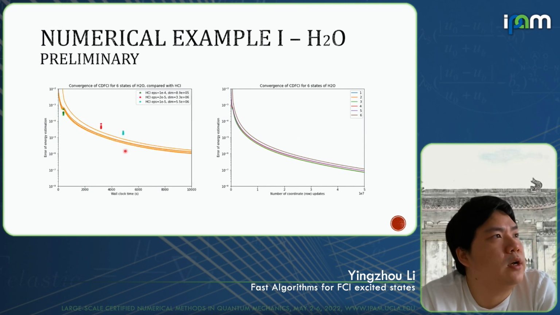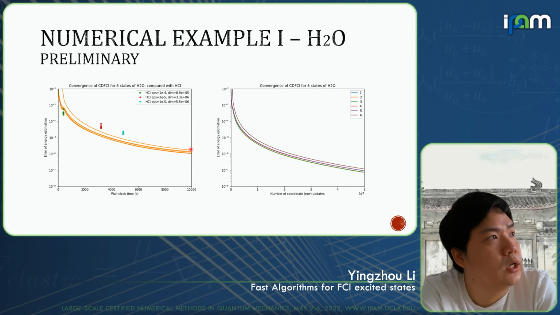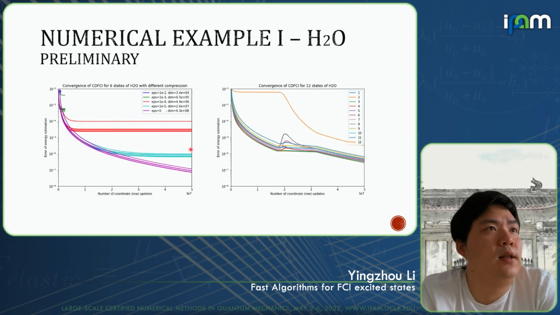And if we compare it against the performance of HCI, then this is wall clock time. Before, we just had coordinate updates versus the evaluation. This is wall clock time. And as we can see, as the accuracy becomes higher, coordinate descent becomes more efficient. Okay, and the last figure is about 12 states.